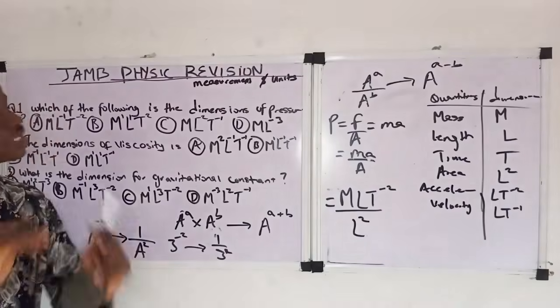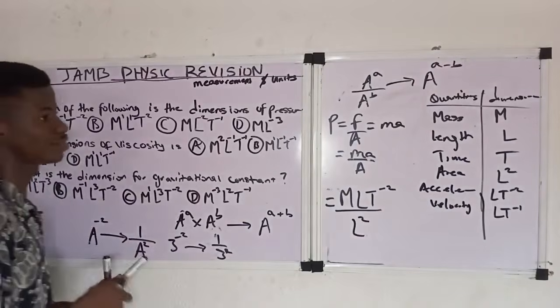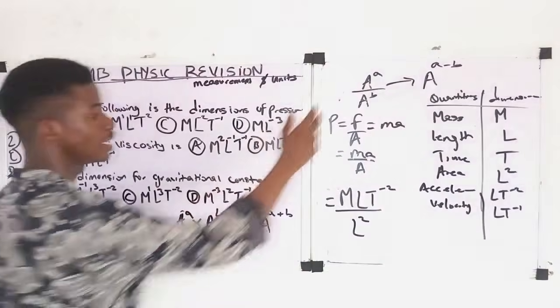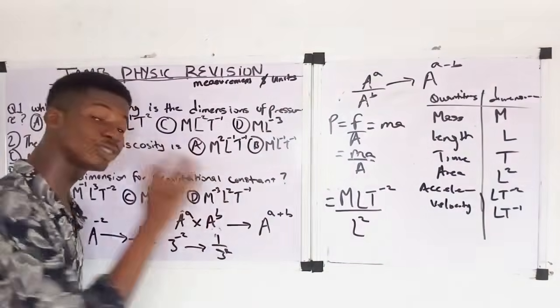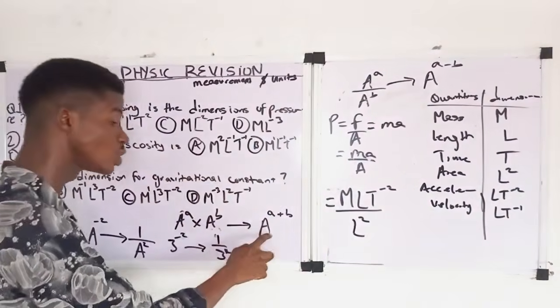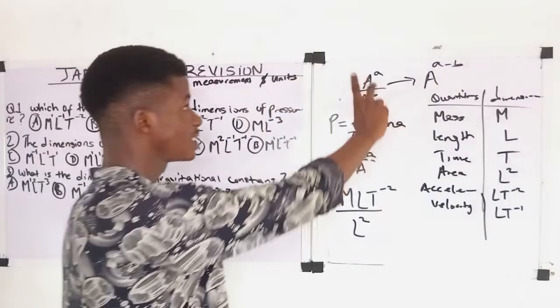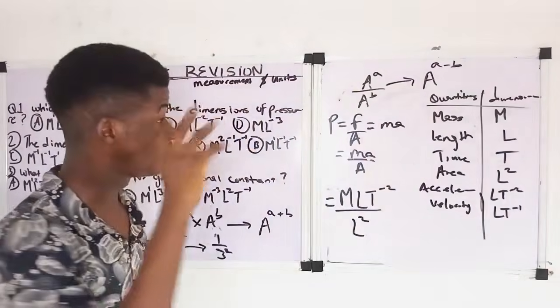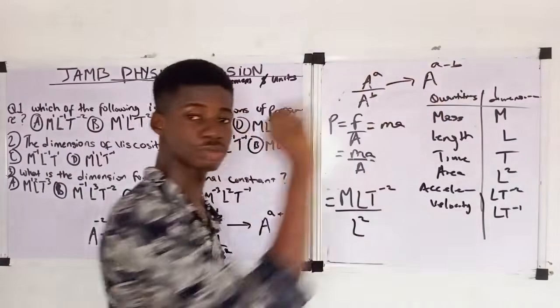That is just it. Okay, so this is very, very important. These are the three things you need. These are the three laws you need to know. This one: when the same bases are multiplying each other, you take one of the bases and you add their powers. The other one is that when the same bases are dividing each other, you take one of the bases and you subtract their powers.